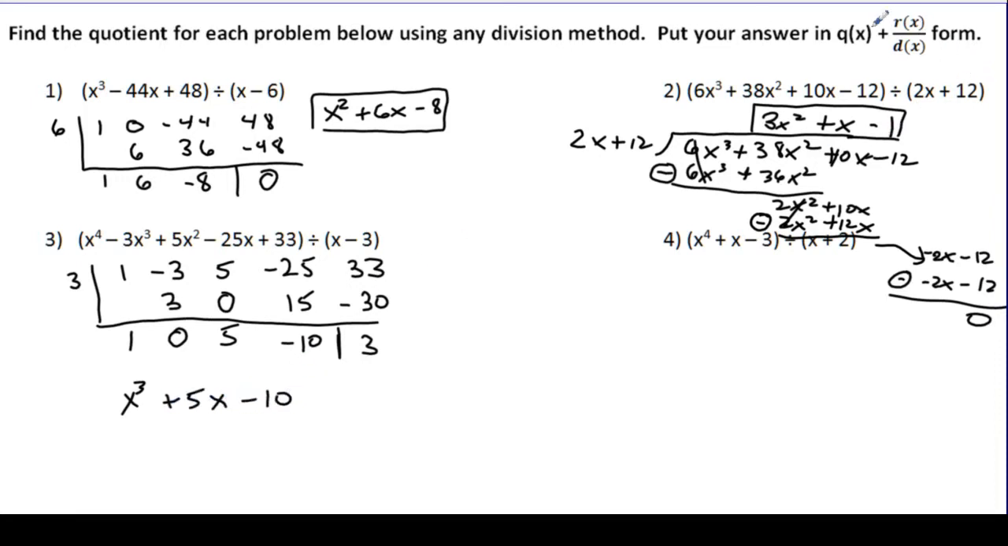And this is where this whole r of x over d of x is going to come in. I'm going to say I have a positive 3, so I'm going to use plus. 3 is my remainder. That's the r of x, okay?